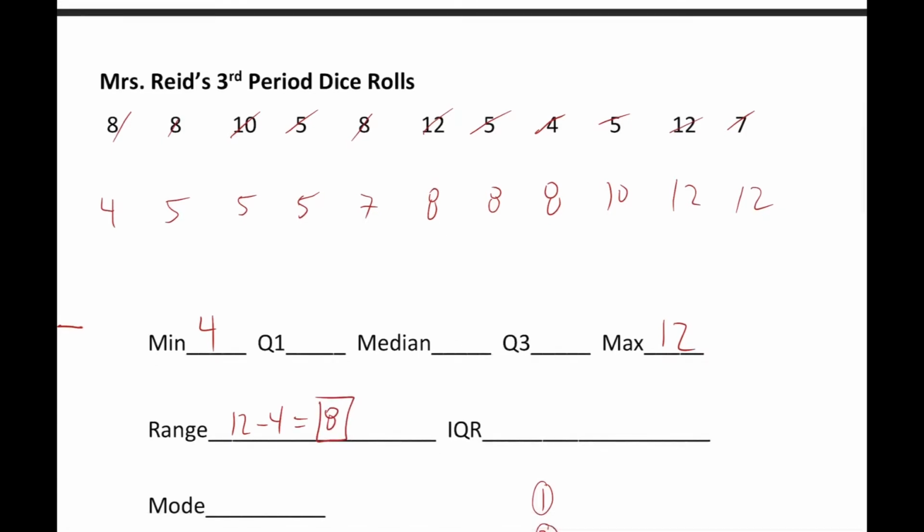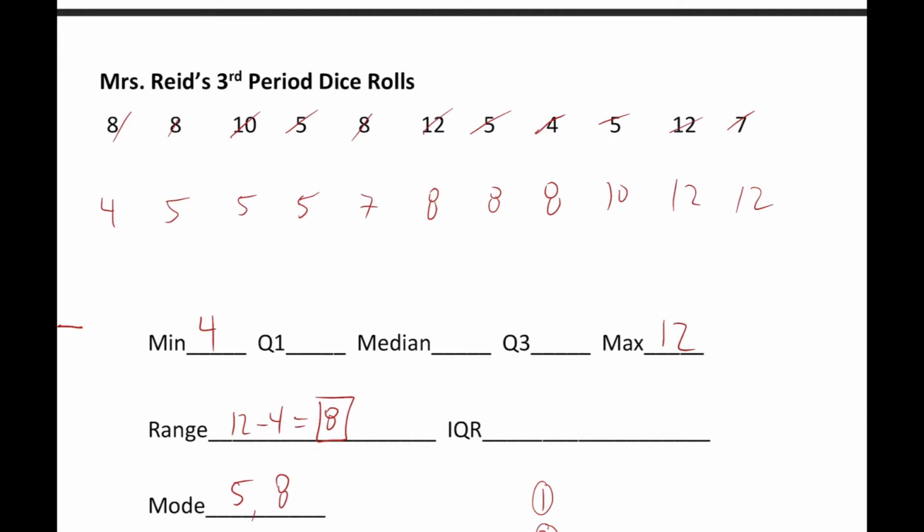I can also go ahead and see what my mode is. I see that I have 3 5s and 3 8s. Those occur the most frequently, or have the highest frequency out of all my data pieces. So I have a mode of 5 and a mode of 8.